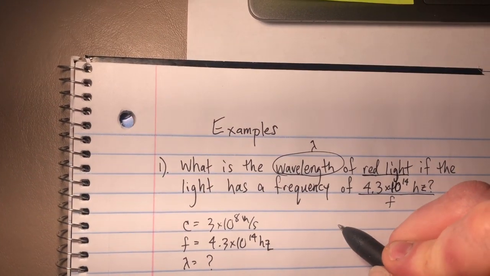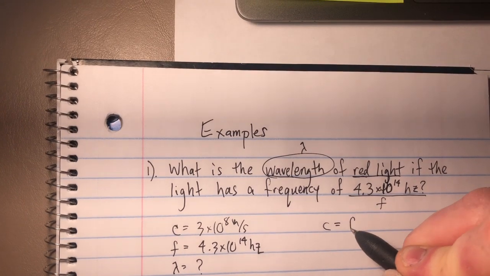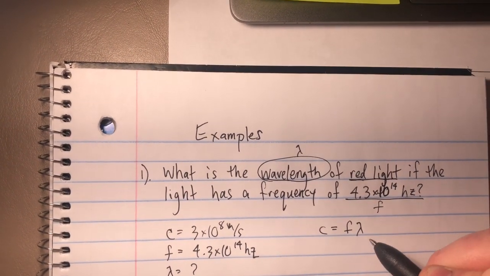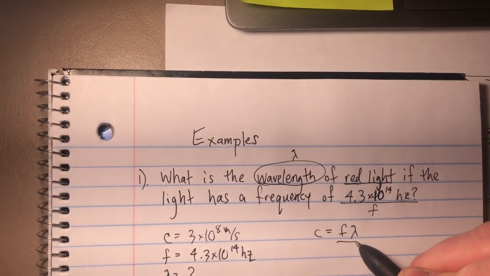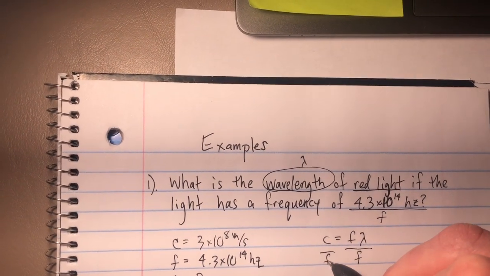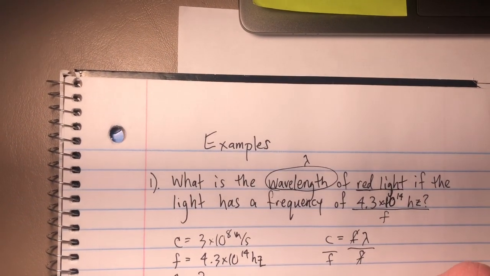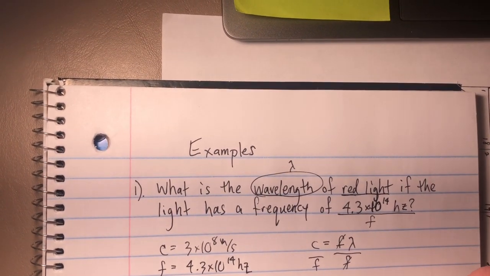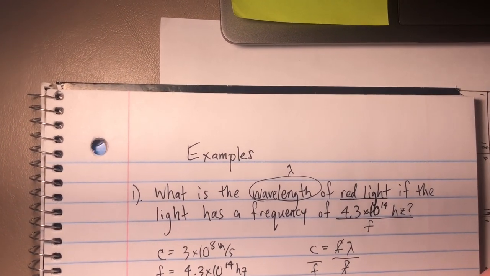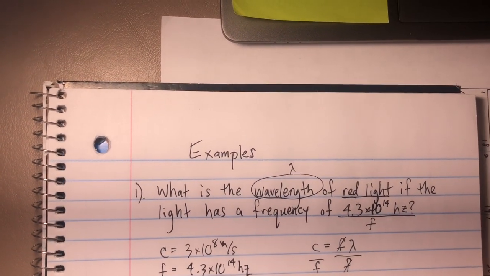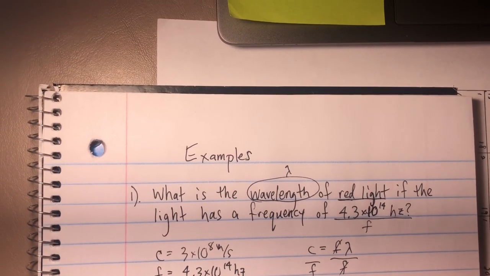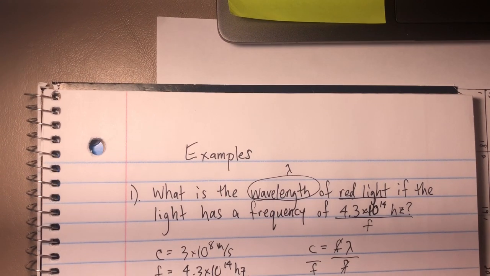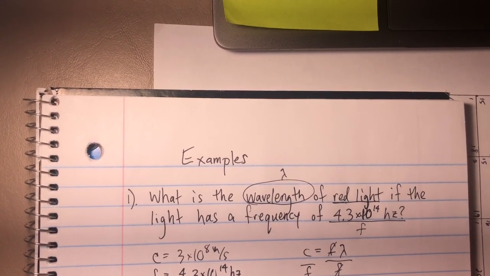Okay, so this becomes a pretty simple problem. If the speed of light is frequency times wavelength and you want to find wavelength, you just got to divide both sides by f. So the wavelength is going to be the speed of light, which is 3 e to the 8th, and I'm going to put parentheses around that, divided by 4.3 e to the 14th, and I'm going to put parentheses around that.